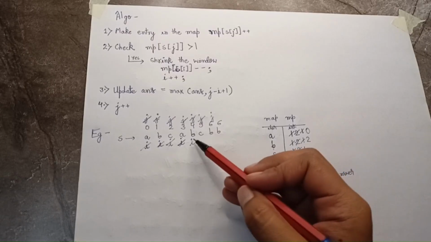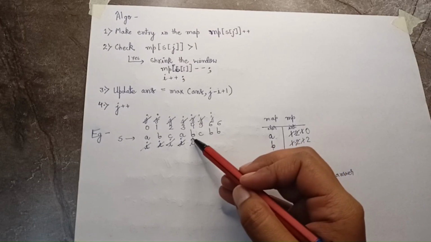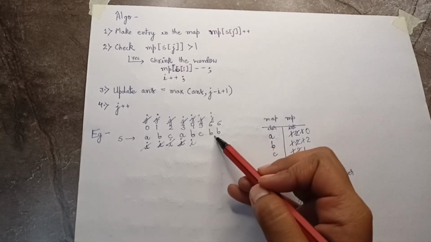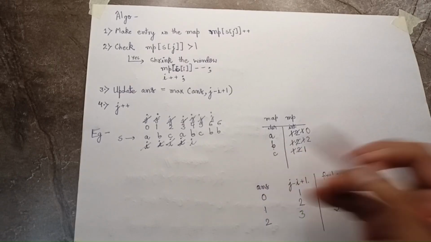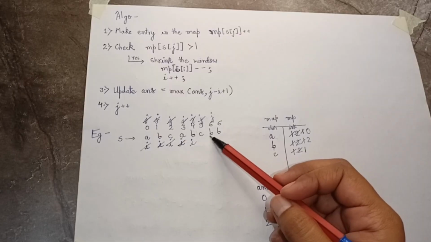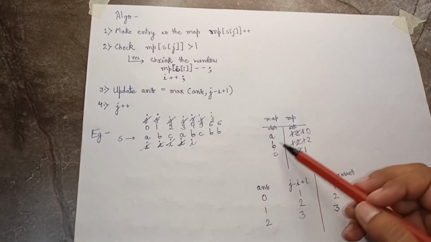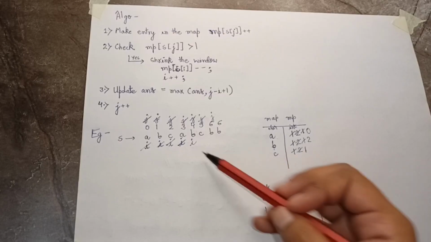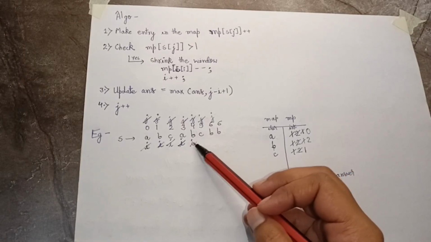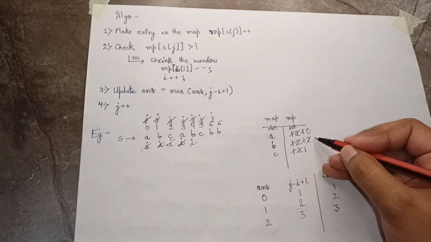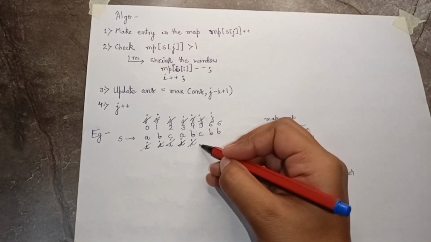Why? Because the current window is from I to J, where it is B, C, B. So B is repeating 2 times. So now we'll again check if MP of S of J, that is the frequency of B, is greater than 1. Yes, it's still greater than 1. Now again we need to shrink the window. How are we shrinking? S of I minus minus, MP of S of I, that is B, is decreased by 1 and I is shifted by 1.